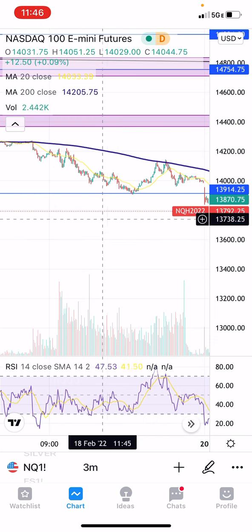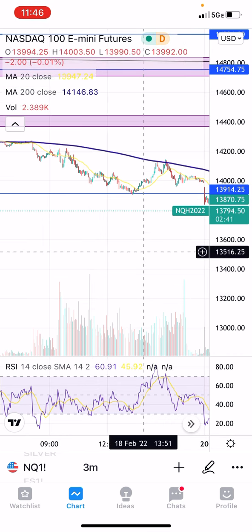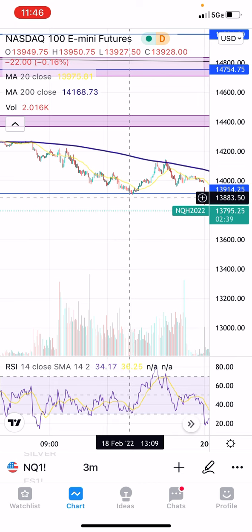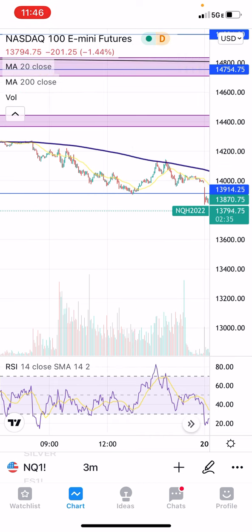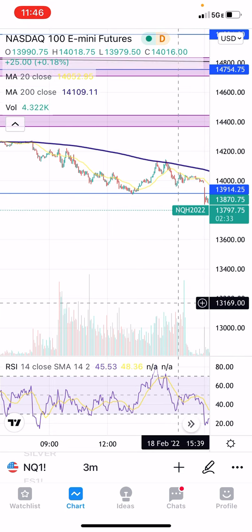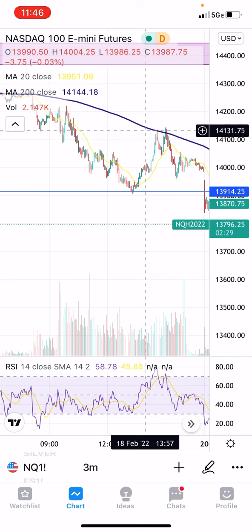This was kind of a no-brainer entry for me, because this also coincided with that 13,900 price level that I was already looking for anyway. So I pulled the trigger on this one, and we rode this long basically all the way up to the 200 period moving average on the 3-minute chart.